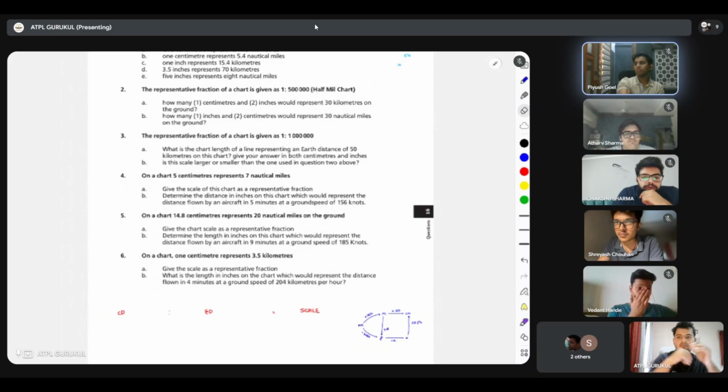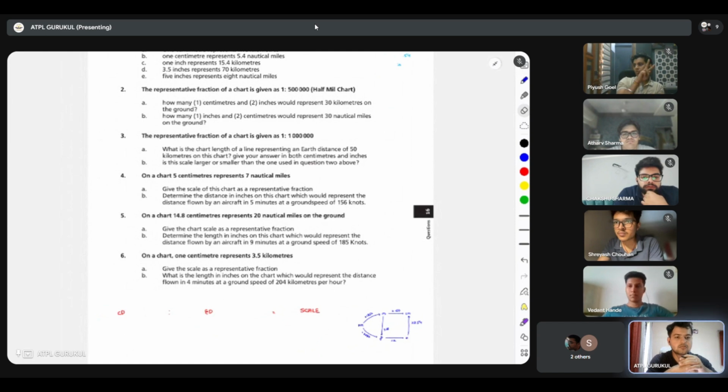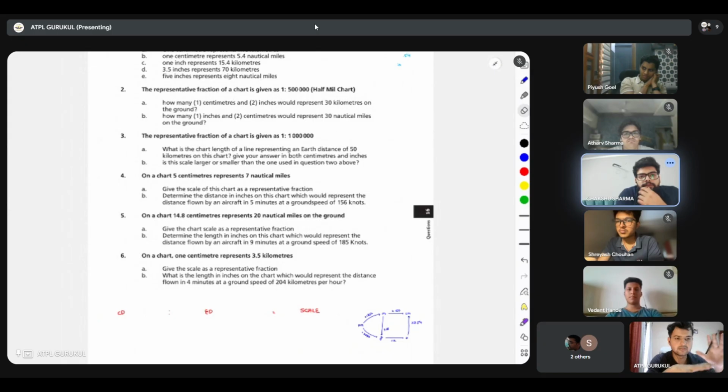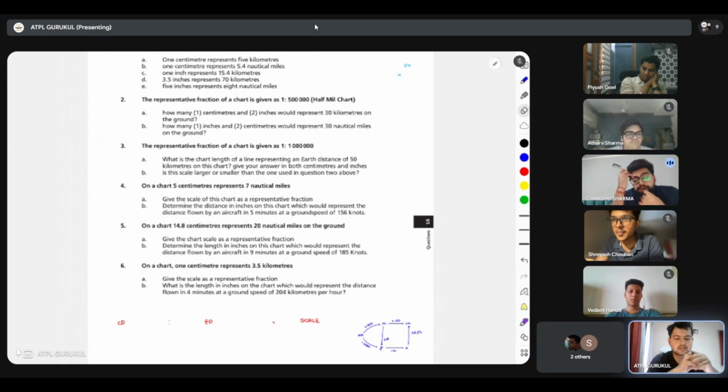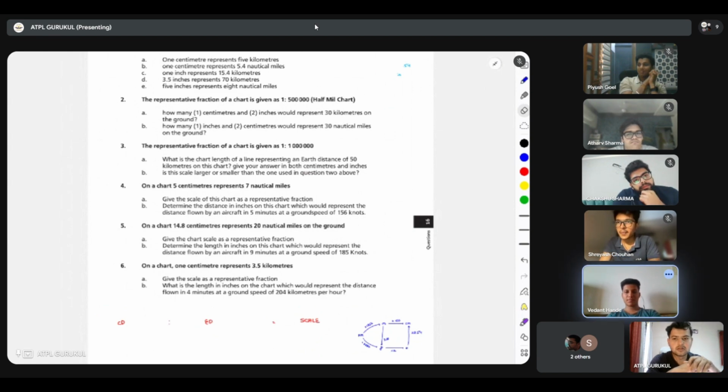Do 2 and 6. Piyush, is everyone okay with 2 and 6? Anyone wants to do 4 and 6 or 5 and 6? Let's do 2 and 6. 5 and 6. 5 and 6. Others? Then let's do 2, 5, 6. Let's do 5 and 6.